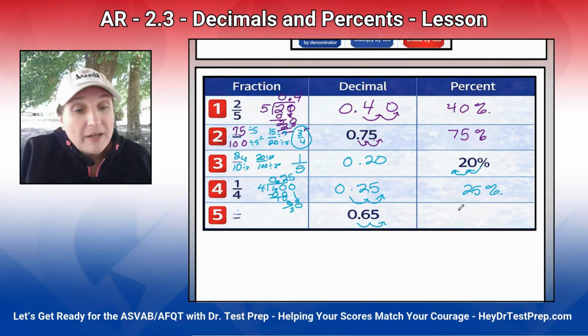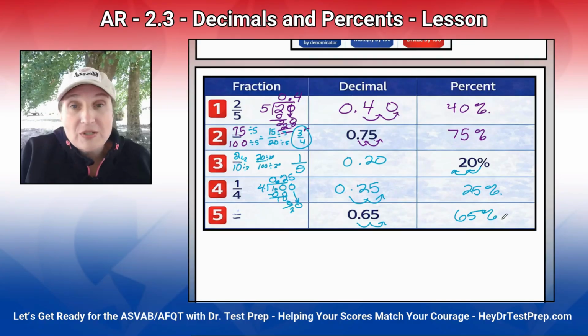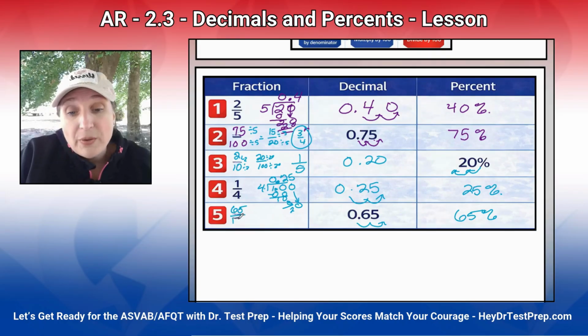Simple multiplication by 100 gives us 65%. Or we could put 65 over 100. And both of these are divisible by 5. 5 can go into 65 13 times.